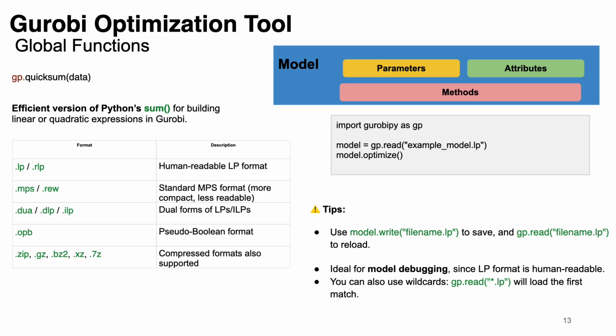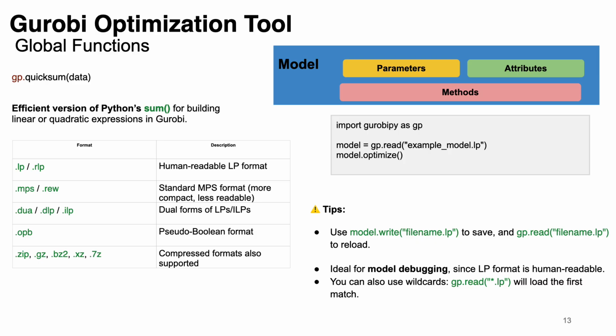Gurobi supports a wide variety of formats for the read function. If you want a human-readable version where you can see the variables and constraints as plain text, use the .lp format. For more compact industry-standard files, use .mps. Gurobi even supports compressed files like .zip or .gz directly.